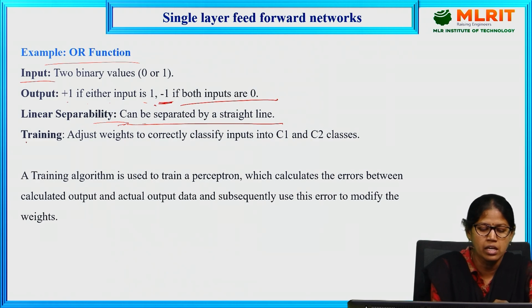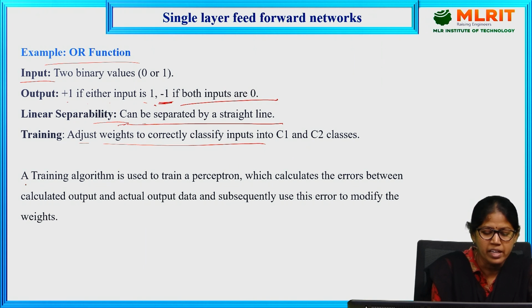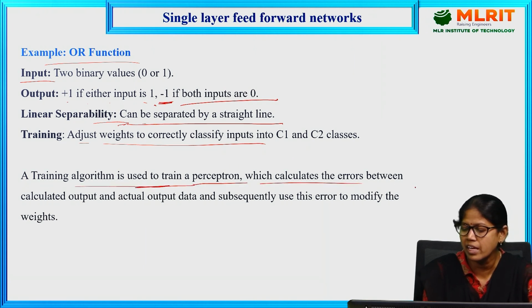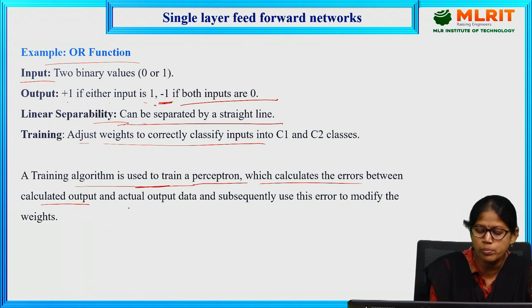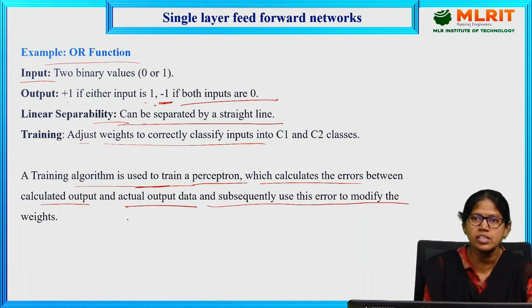Next, training is to adjust weights to correctly classify input into C1 and C2. A training algorithm is used to train a perceptron, which calculates the errors between the calculated output and the actual data and subsequently uses this error to modify the weights.